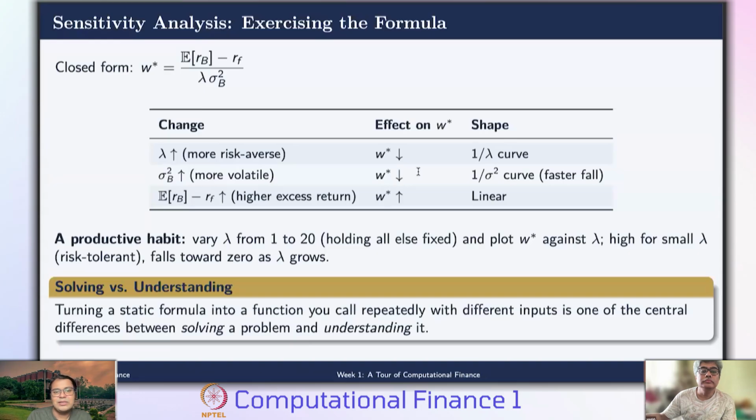And if your excess return is going up, then you want to put more money in this. So these are again things that we encourage you to plot as well, just to see numerically how it looks like. And this is something which is very useful when you're not just solving a problem, but you are understanding the solutions. But I think, Sorish, we are running out of time.